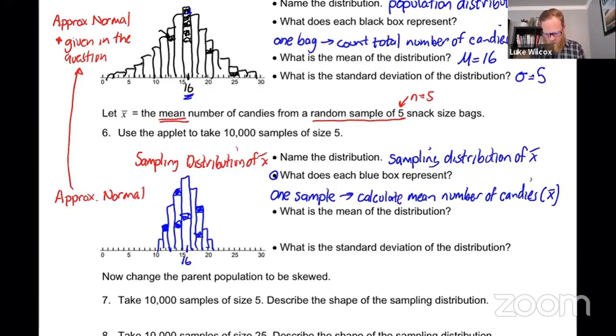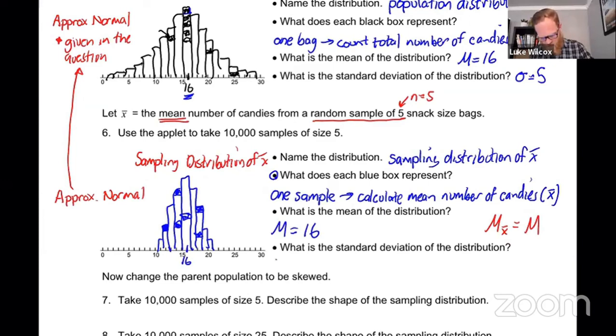Now, what is the mean of the distribution? Well, you can tell just by looking at it that the mean is 16, just like the mean of the population distribution. And so we actually have an important formula here, which is the formula for the mean of the sampling distribution of x bar, which is just equal to the mean of the population, mu.